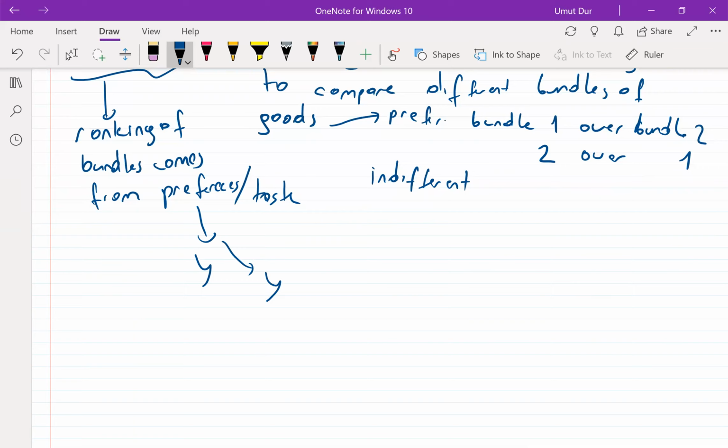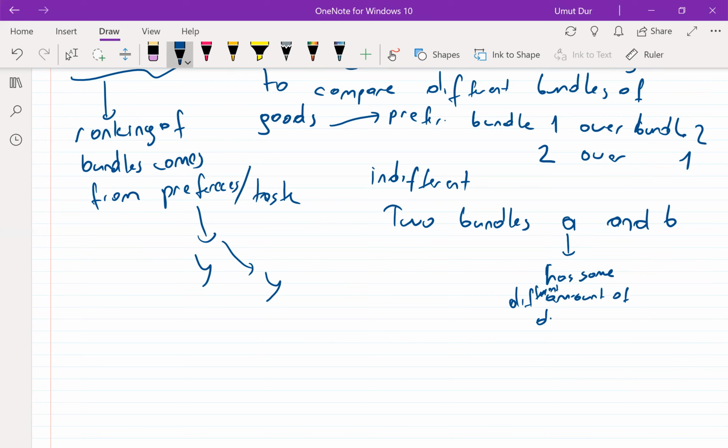For example, if we are given two bundles, A and B, let me specify what I mean by the bundle. This bundle has some different amount of different goods.